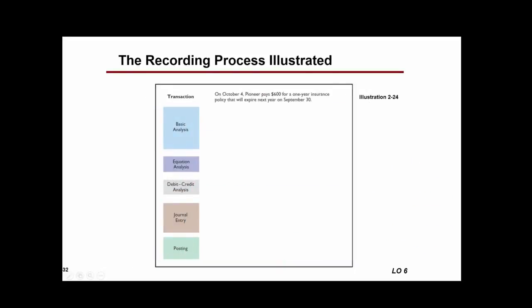Okay? So on October 4th, Pioneer pays $600 for a 1-year insurance policy that would expire next year on September 30th. This is the opposite story. This is the opposite of unearned revenue. The company paid something in advance, but are they going to use it now or are they going to use it in the future? In the future, right? Did they use, at this point, did they actually use the insurance policy? No. So what are the accounts that are involved here?